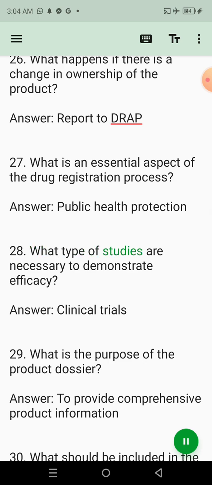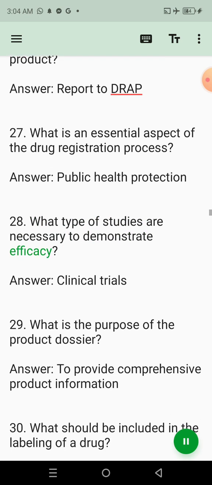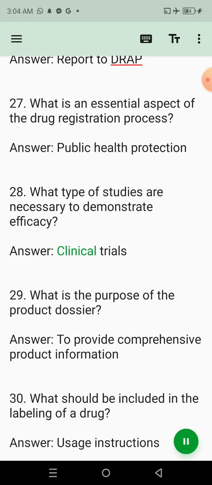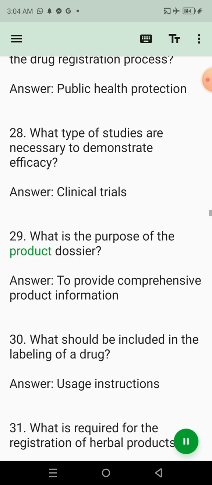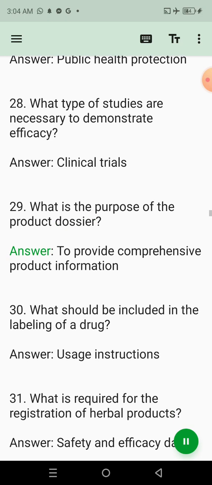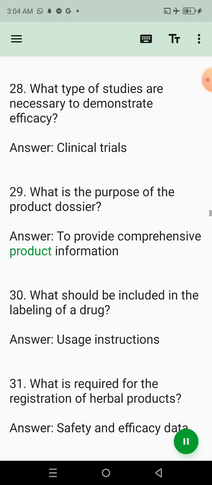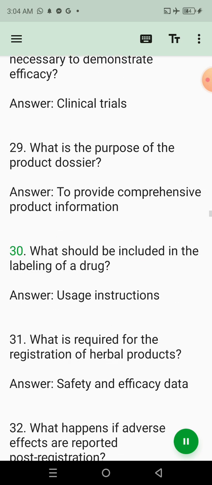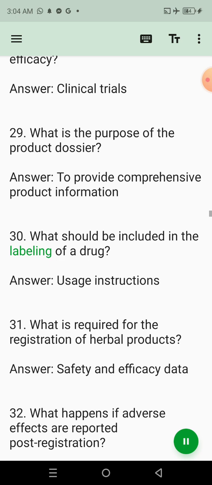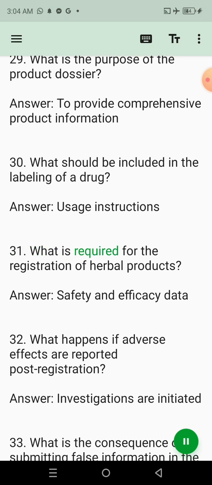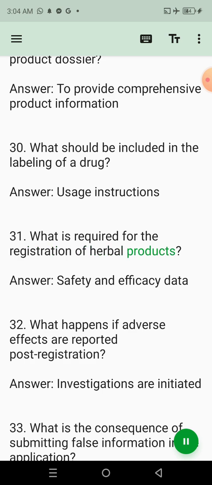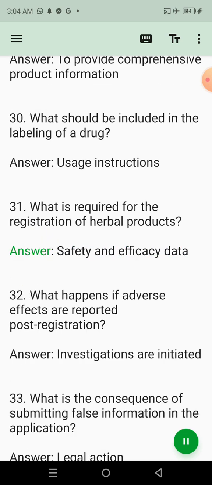28. What type of studies are necessary to demonstrate efficacy? Answer: Clinical trials. 29. What is the purpose of the product dossier? Answer: To provide comprehensive product information. 30. What should be included in the labeling of a drug? Answer: Usage instructions. 31. What is required for the registration of herbal products? Answer: Safety and efficacy data.